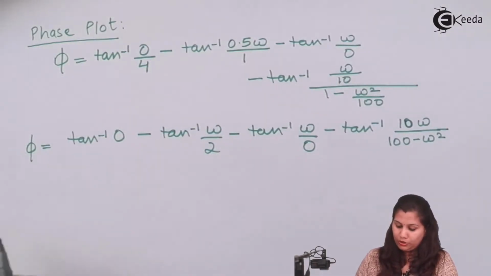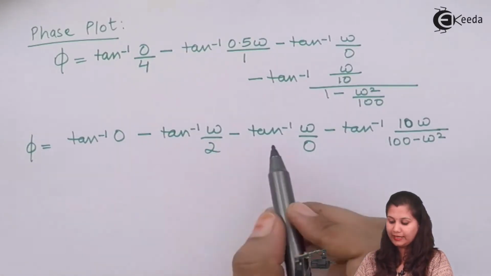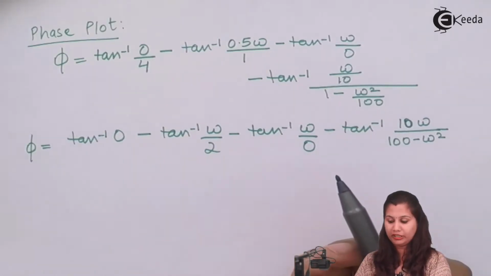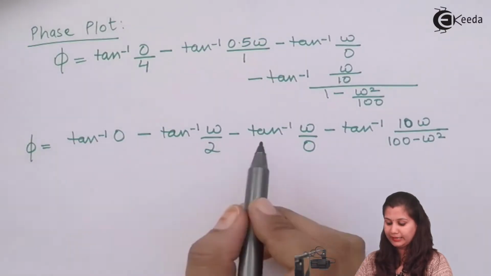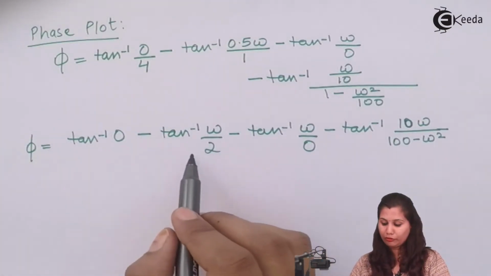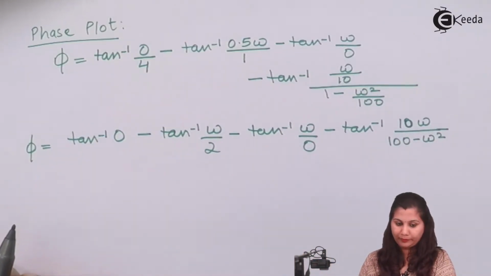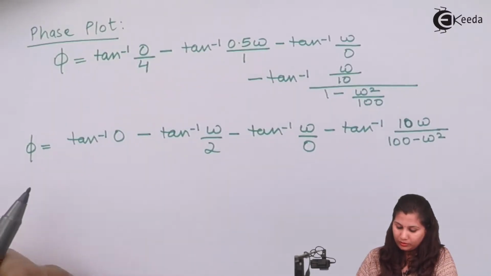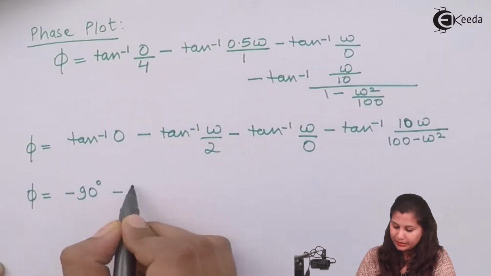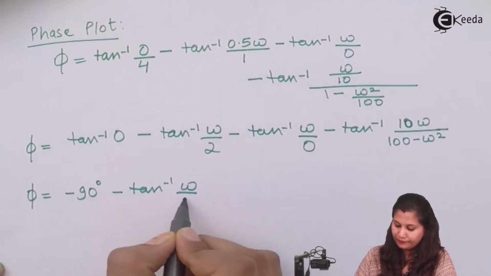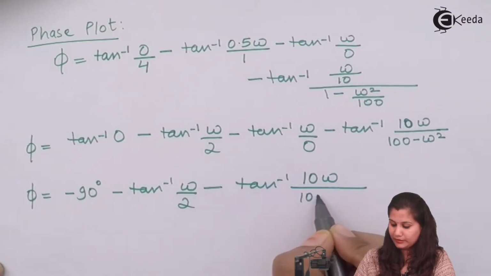Okay. Now, this tan inverse of 0 will be 0 degrees. Then tan inverse of omega upon 0, that is infinity, so it will become minus 90 degrees. So this is minus 90 minus tan inverse of omega upon 2 and minus tan inverse of 10 omega upon 100 minus omega square. Now we can write it here. This is minus 90 degrees minus tan inverse of omega by 2 minus tan inverse of 10 omega upon 100 minus omega square.